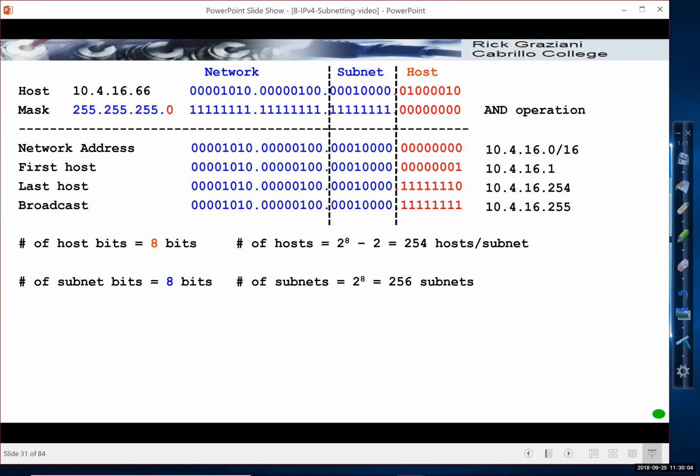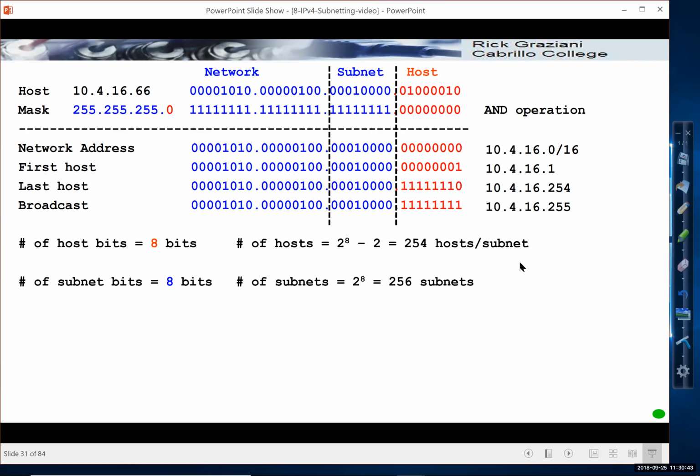Now the number of subnet bits is the difference between what our previous network was, which was a /16 allocated to us by our ISP, and what we borrowed. So we borrowed 8 bits to create this subnet. So the subnet bits are 8 bits. That allows us to figure out that 2 to the 8th gives us 256 subnets. So we can figure out how many subnets we have, each one with 254 hosts.